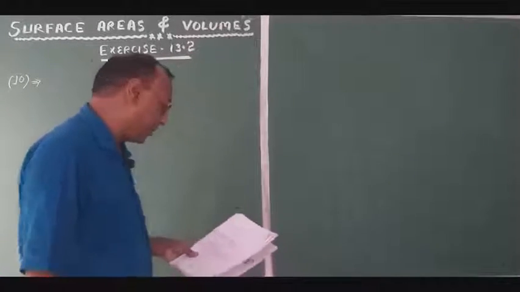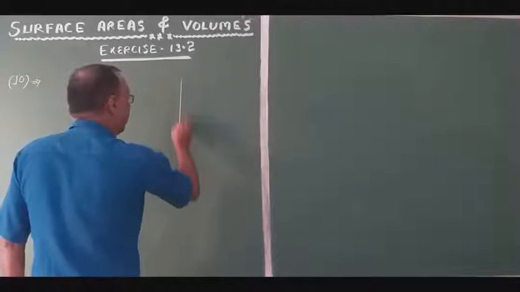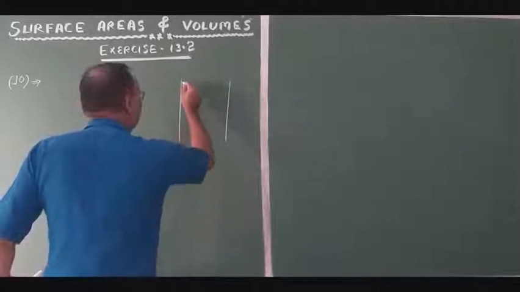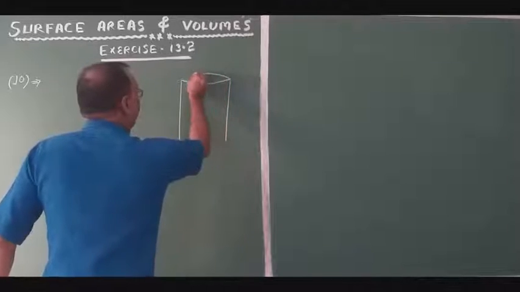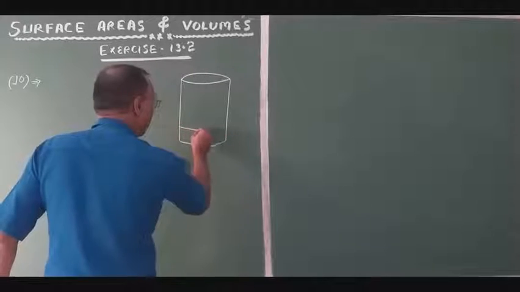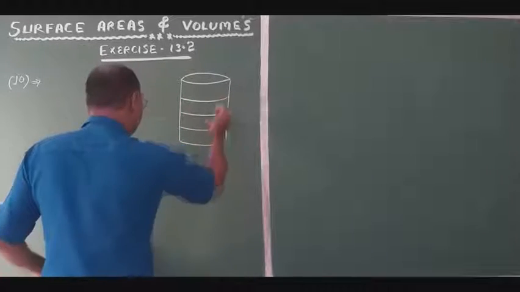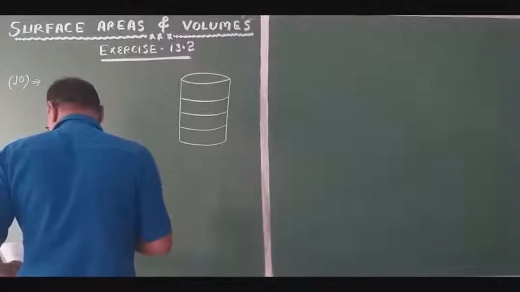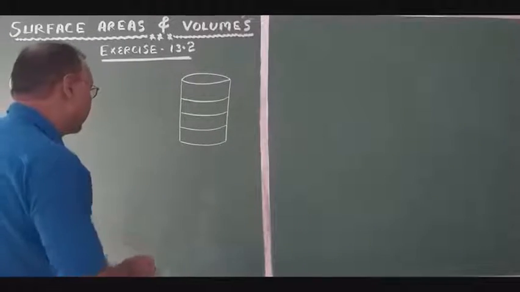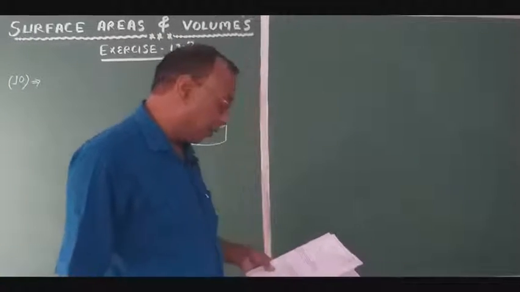Question number 10 of exercise 13.2: in the figure you see the frame of a lamp shade. This is the figure of the frame of a lamp shade. It is to be covered with a decorative cloth. The frame has a base diameter of 20 centimeter.